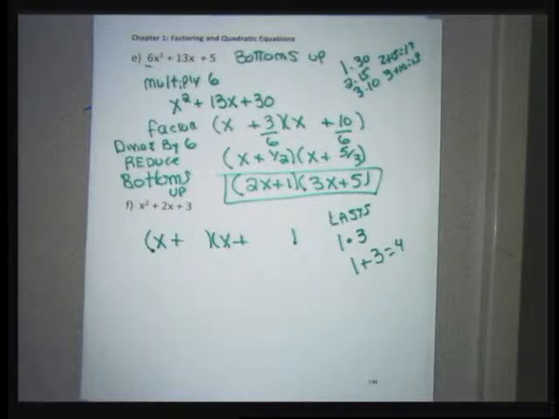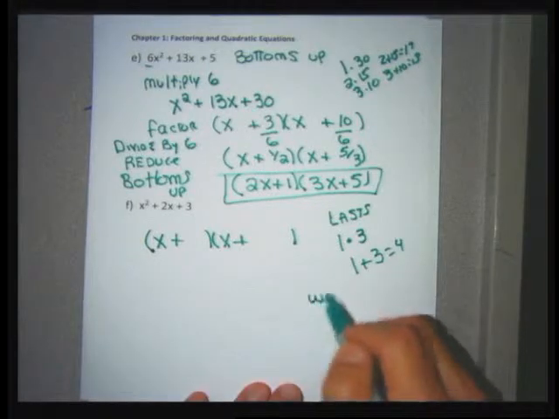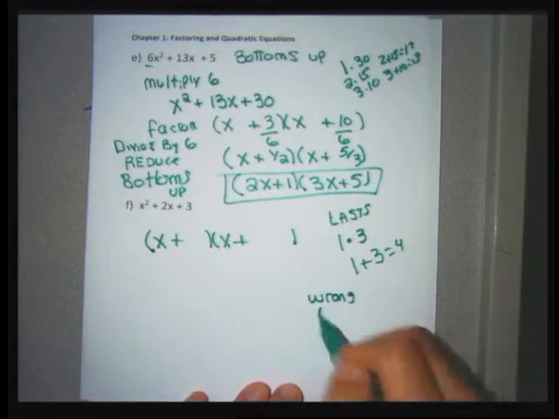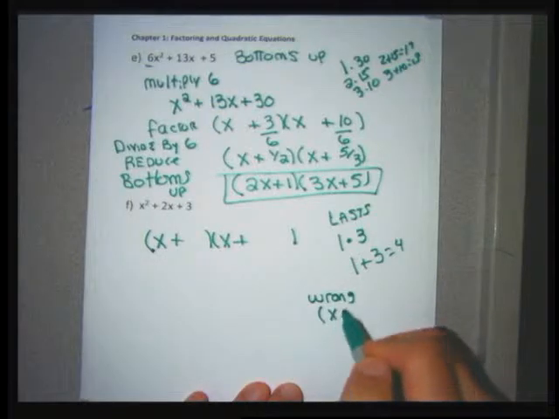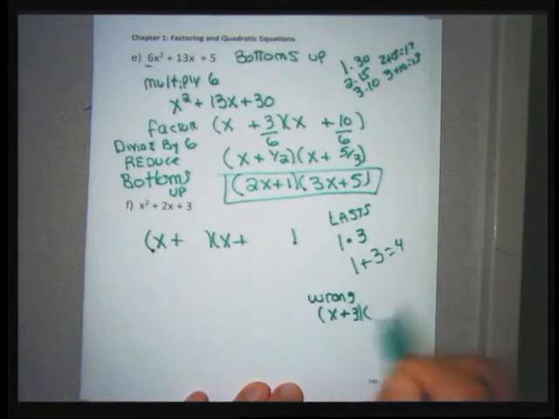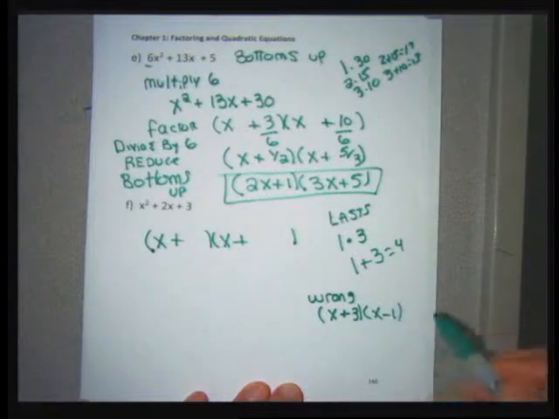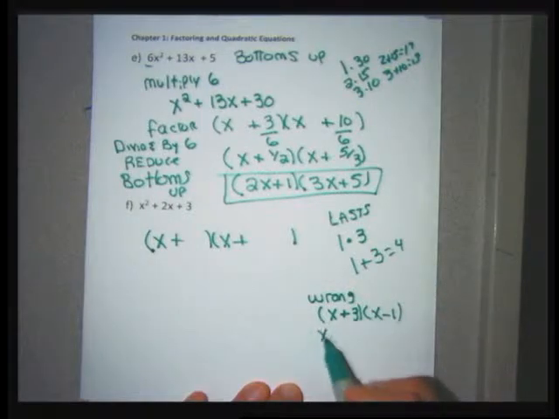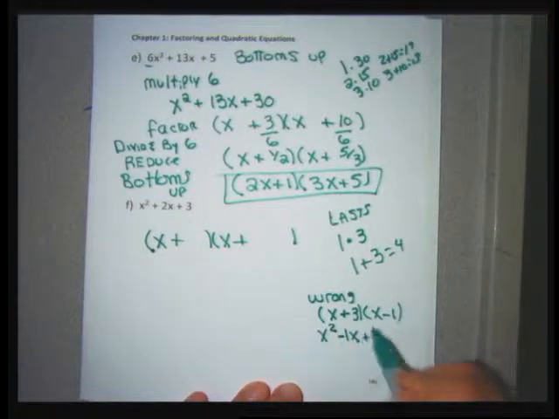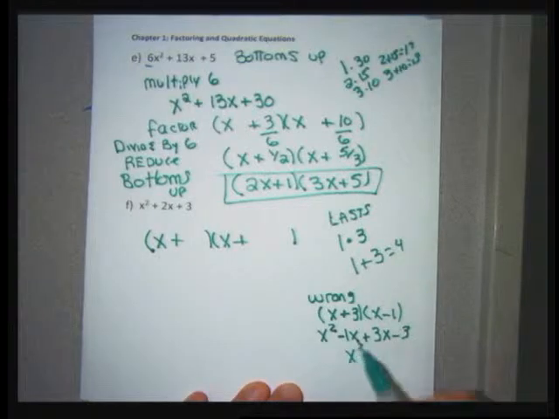A negative 1 and a positive 3 would add up to 2, but that wouldn't work. So it would be wrong if you decided, heck, I can go x plus 3 times x minus 1, because if you foiled that, the first would be x squared, the outers would be minus 1x, the inners would be positive 3x, the last would be minus 3, and this would combine to be x squared plus 2x minus 3. That sign would be wrong.